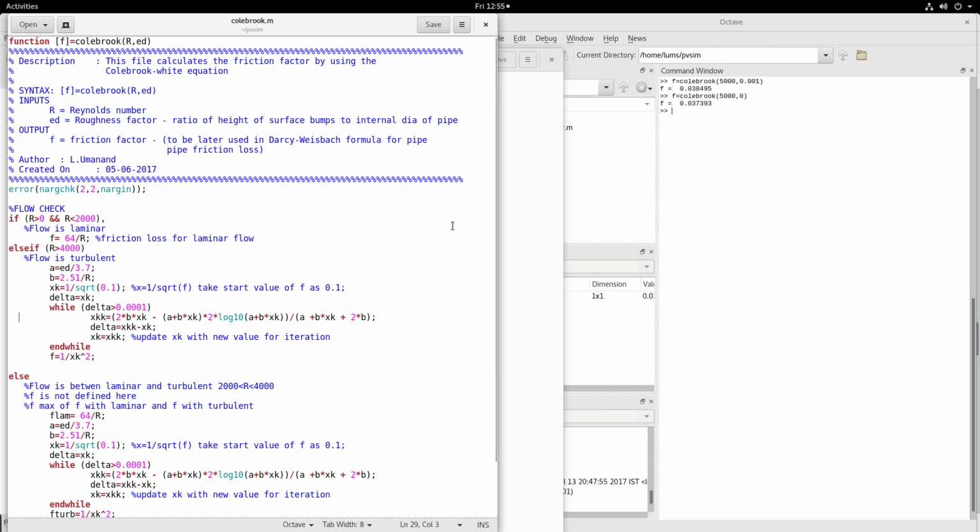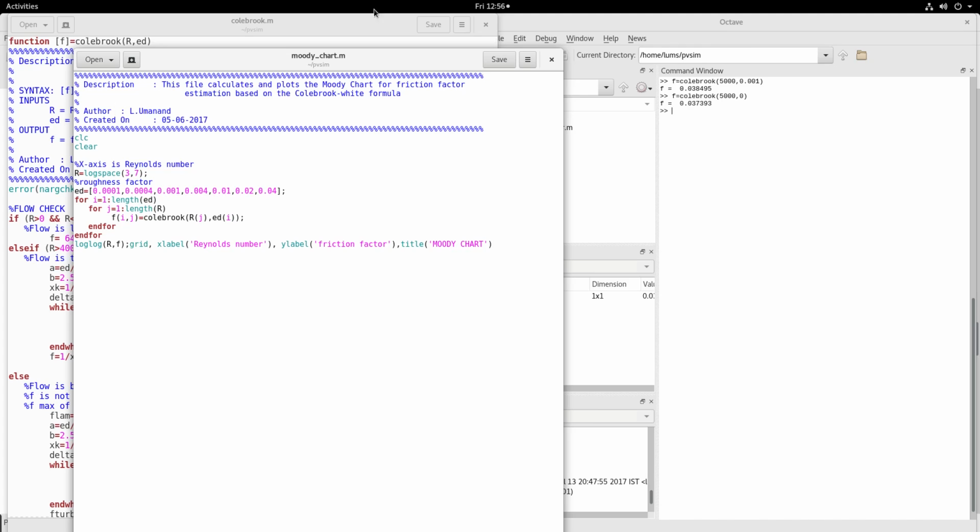It will give some insight and understanding to develop our own Moody chart, not only for exercise purposes, but also to cross-check with the Moody charts which are there in the literature and to validate that our Colebrook function is correct. So I have prepared a very small script file in Octave that calculates and plots the Moody chart for friction factor estimation based on the Colebrook-White formula.